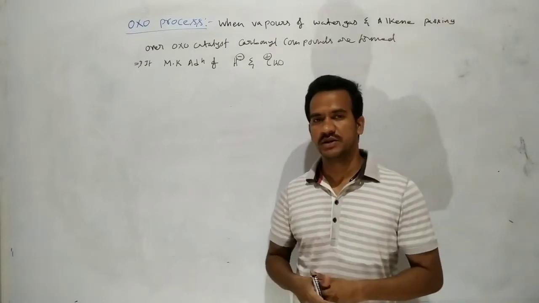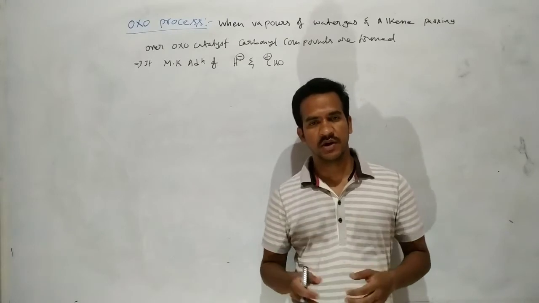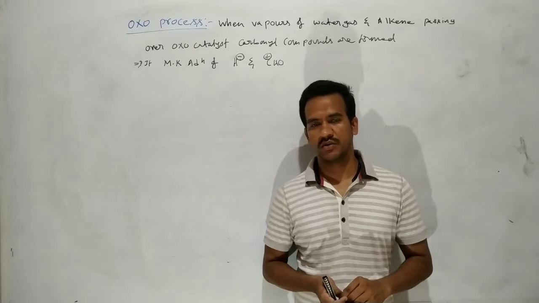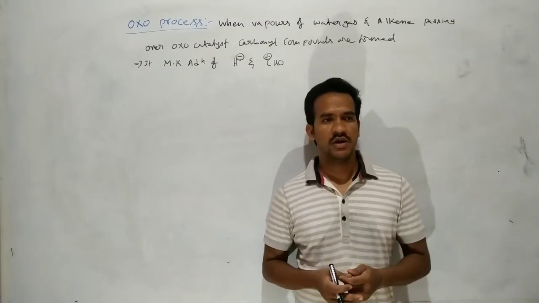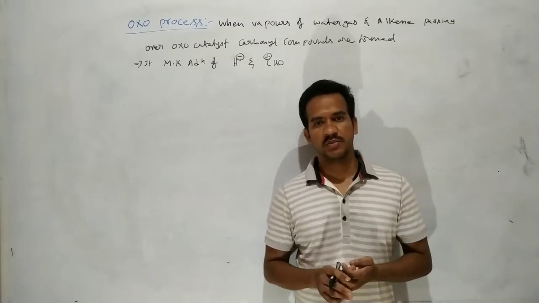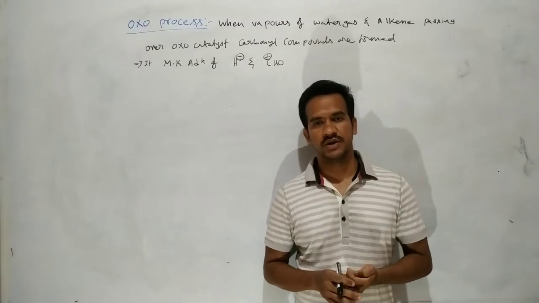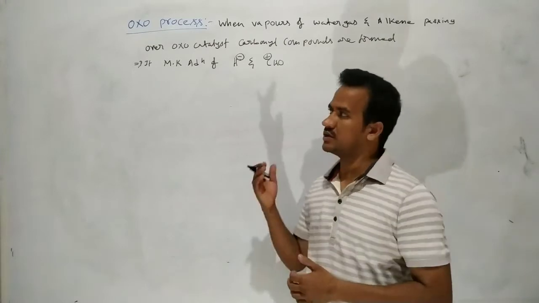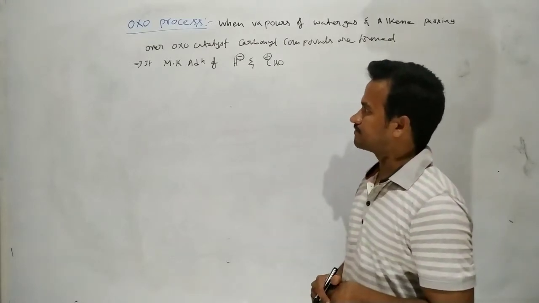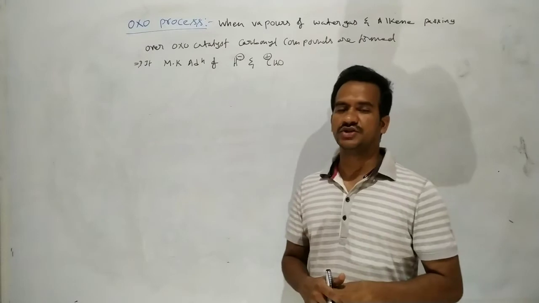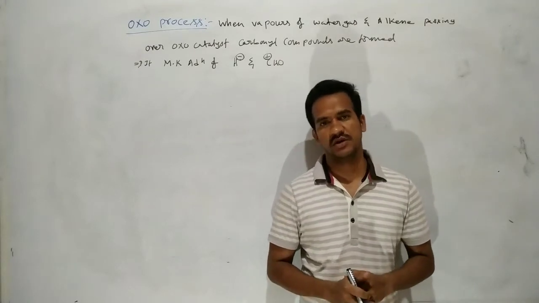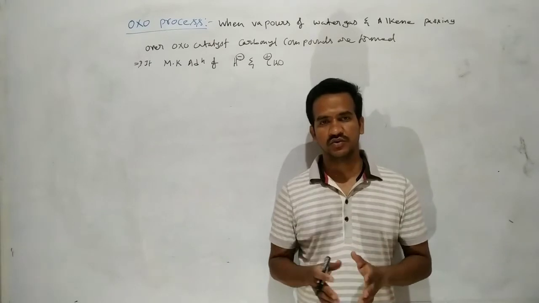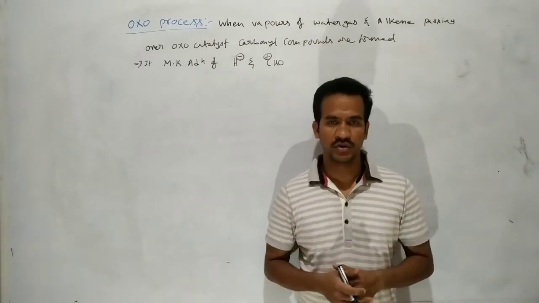Markovnikov addition means the negative part is added to one carbon and the positive part is added to the other carbon. Generally, the Markovnikov rule states that the positive part is added to the carbon which has more hydrogens, and the negative part is added to the carbon which has fewer hydrogens. So in this reaction it is the addition of H minus and CHO plus. These two groups are added to the alkene according to the Markovnikov rule.